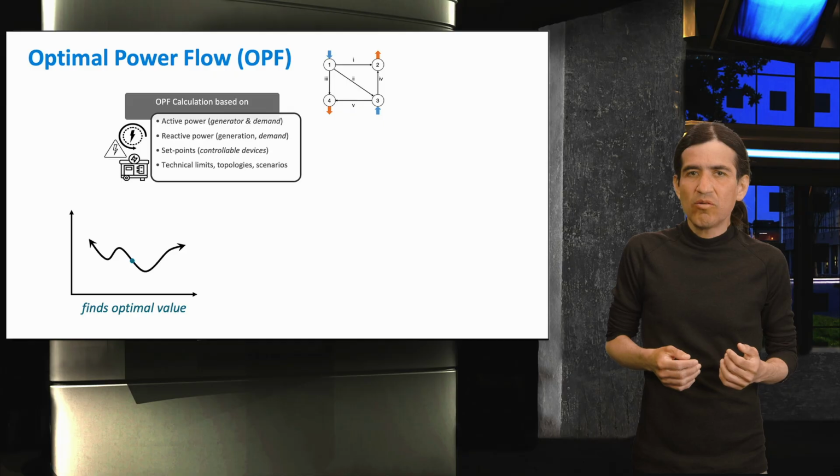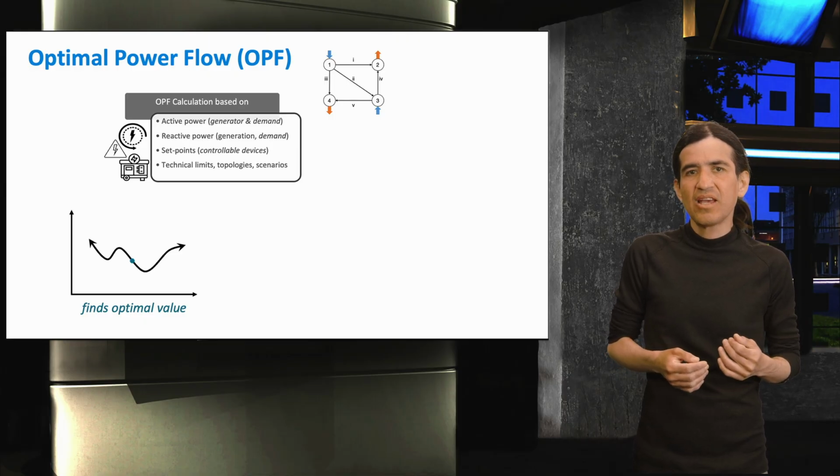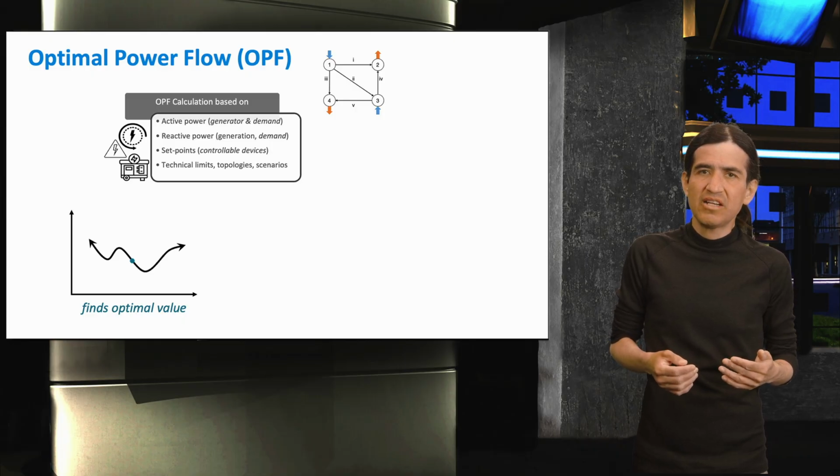Finding the optimal value means identifying the set of control variables, like generator outputs and set points of compensation devices, that yields the best objective value while keeping the system physically feasible and secure.